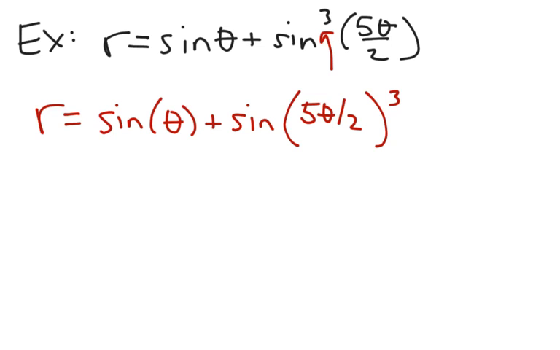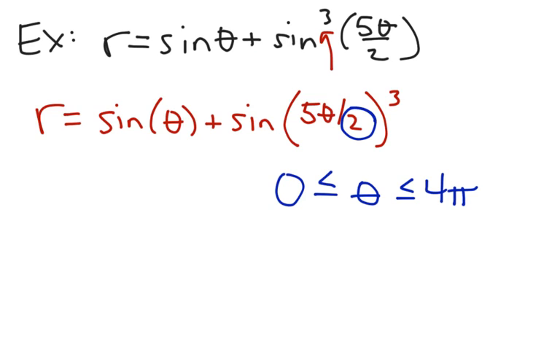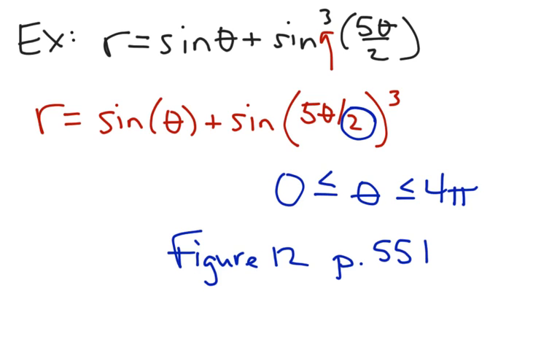So remember I said in order to see the entirety of the picture, if you have a fraction here, you're going to look at what the denominator is. And then you're going to multiply that by 2 pi. And this is going to give you the best viewing window. And you'll see this very pretty flower appear on your screen. It should look like figure 12 on page 551 of your book, if you did it correctly.